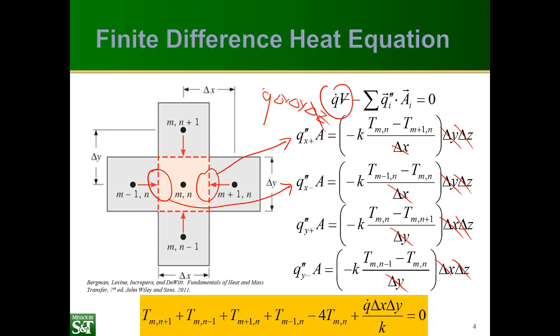So we can rearrange the equation and divide through by k to obtain the equation at the bottom of the screen here. So we have basically all the nodal temperatures around it. We have the temperature of the node itself, and then we have the heat generation term. So we can add 4 times the temperature to both sides, and we come up with an equation that allows us to determine the temperature in that cell. Now it requires that we know the temperatures of all the other cells, so we have to use an iterative solution or some other type of solution technique to solve this particular set of equations.